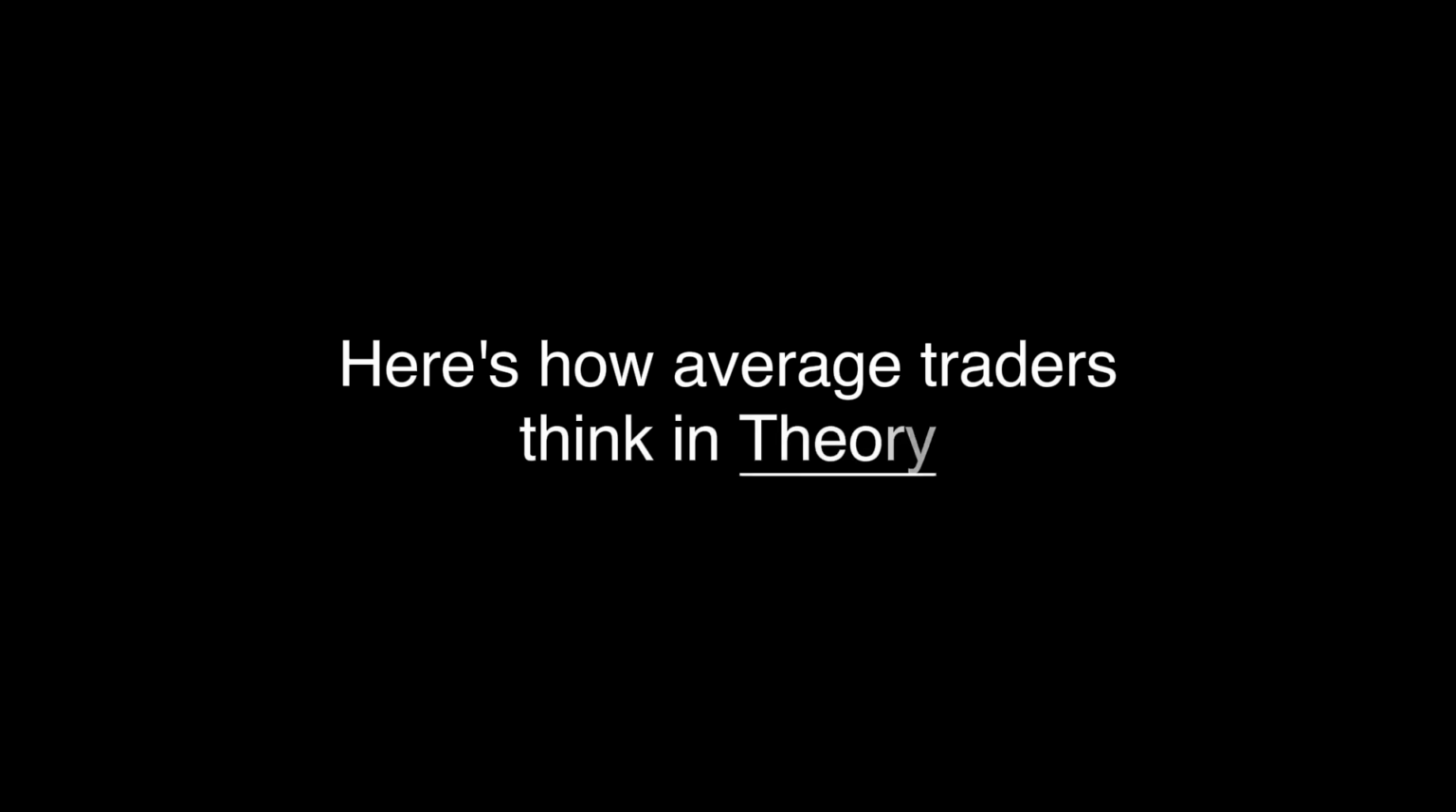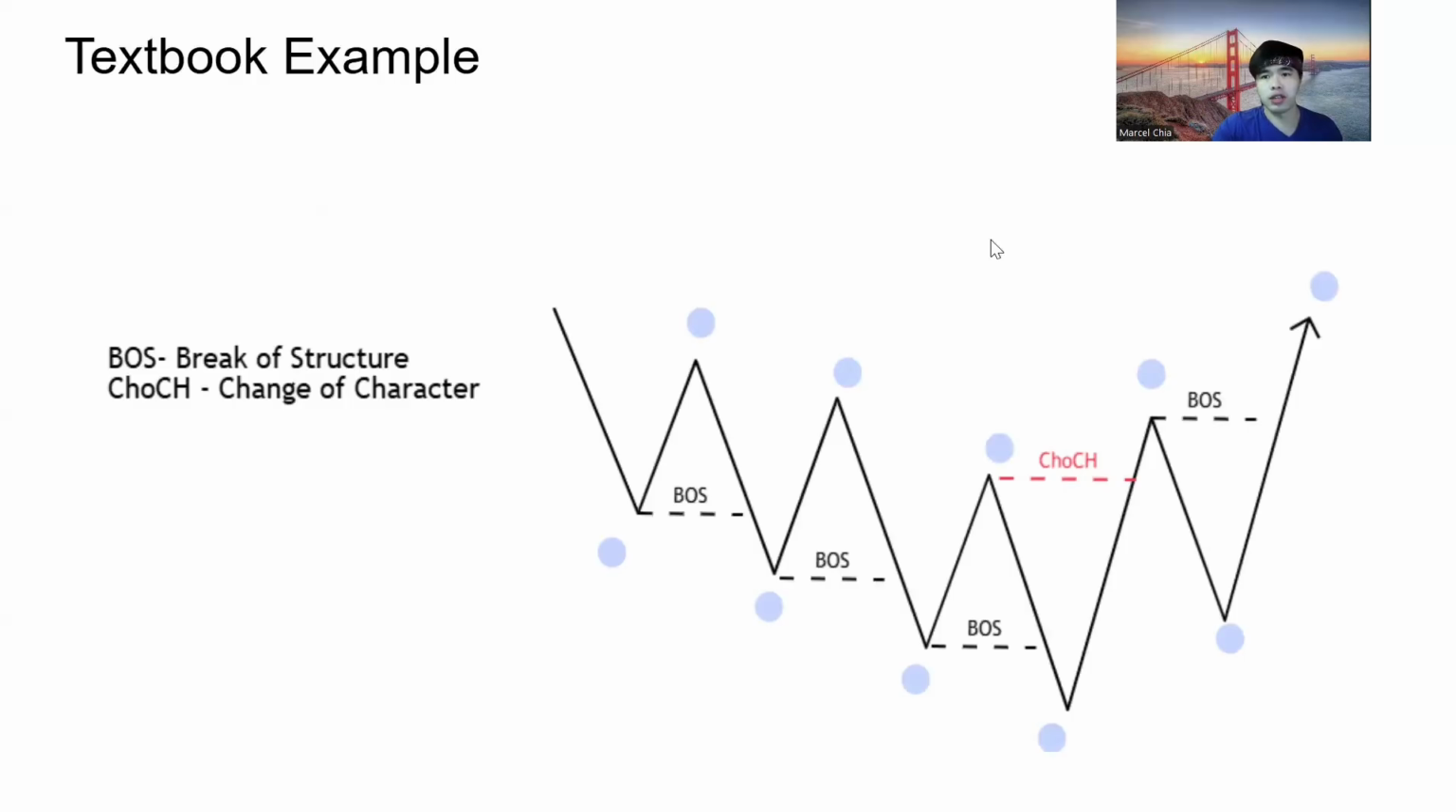So a typical textbook example on market structure is that in a downtrend, there's a series of lower highs and lower lows being formed, where there's a continual break in structure to form a new low, consistently, to continue the ongoing trend. When the structure attempts to shift, there's a change in character, followed by a corresponding break in structure to the upside to ensure that the trend shift has been confirmed.